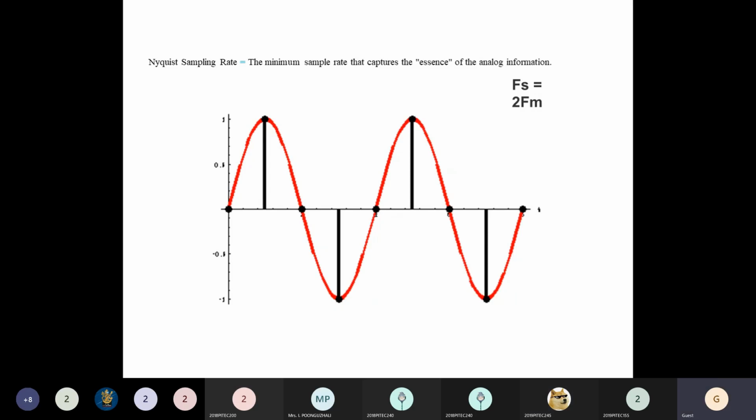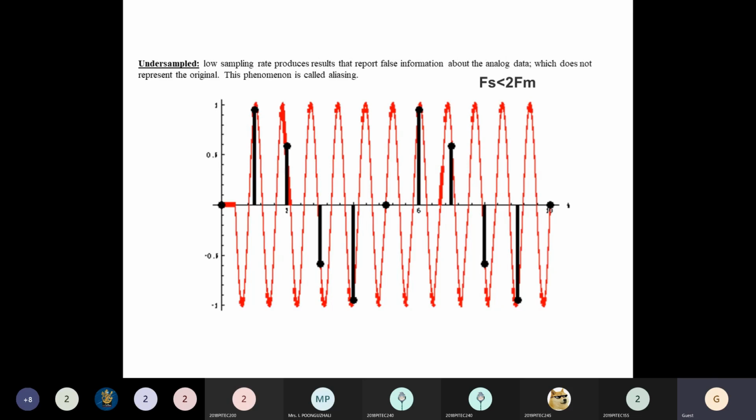So the criterion to get our signal is that fs should be equal to 2fm. Then we can reconstruct our original signal properly. As I told already, we have undersampling and oversampling.